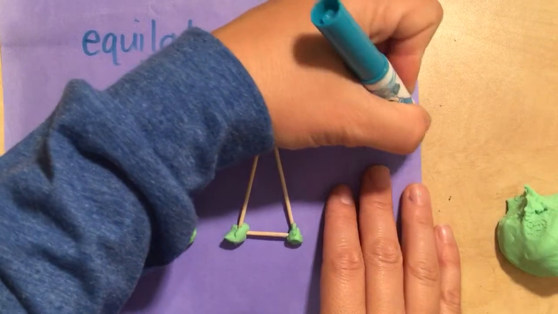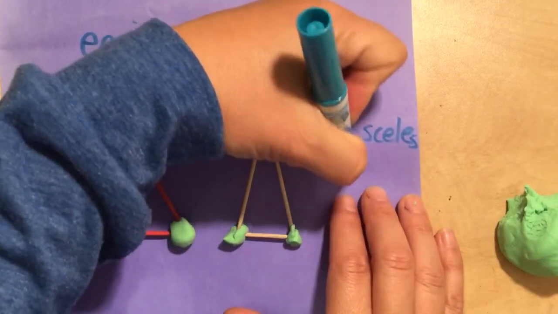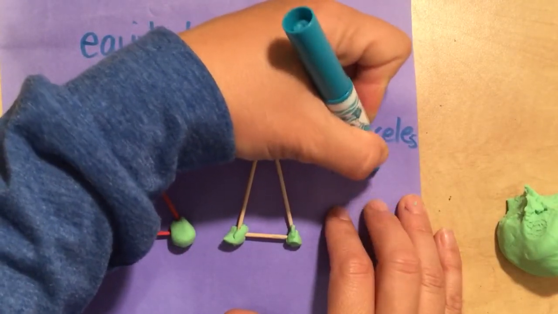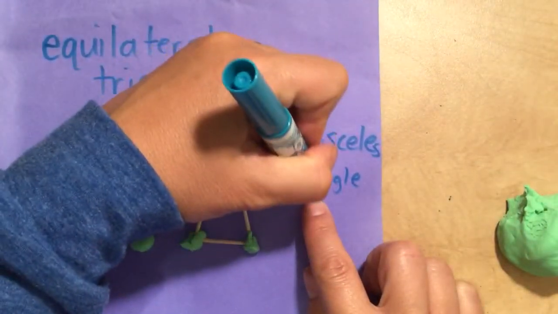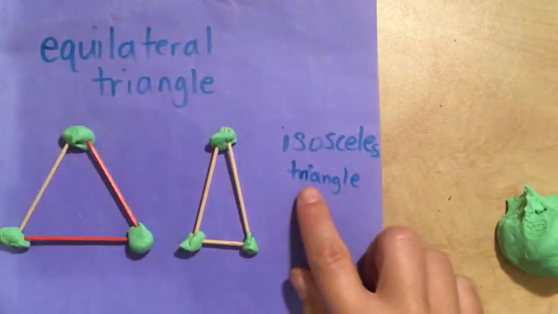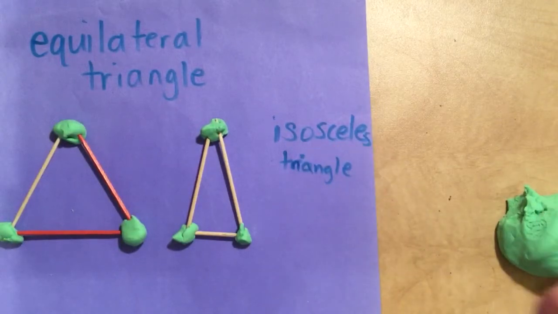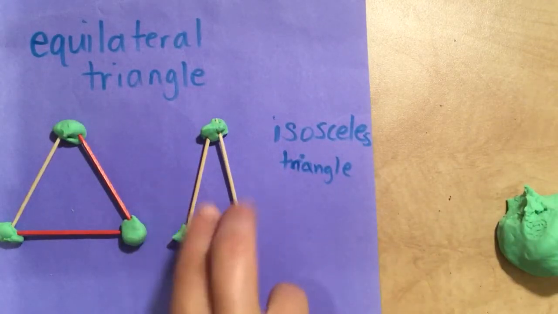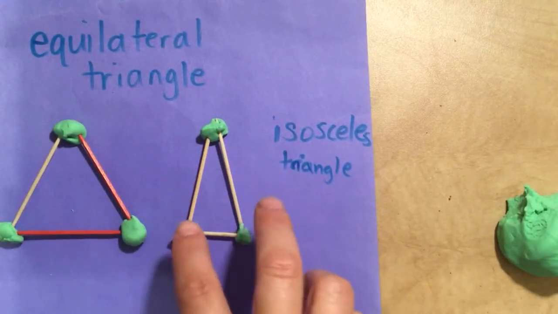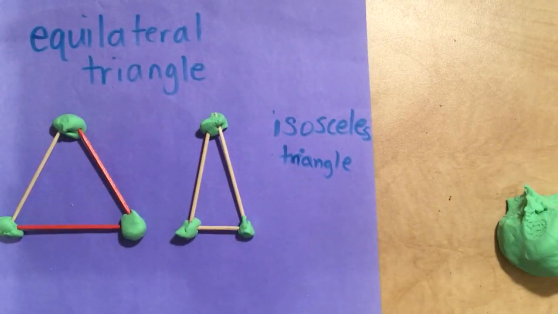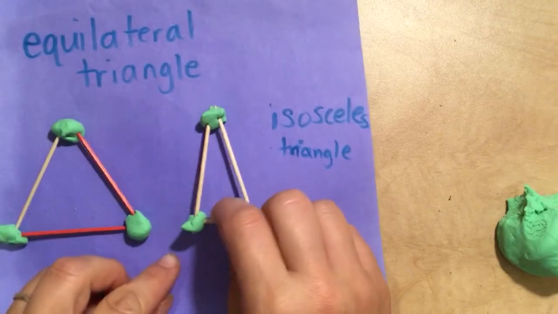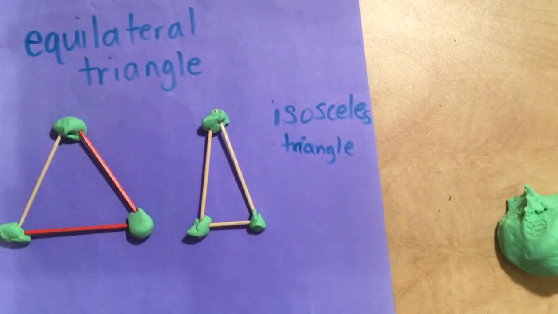And I always think of eyes when I think of isosceles. You have 2 eyes, so 2 of the sides are the same, isosceles. You don't really need to know that, but it's just neat for you to see that there are different kinds of triangles.